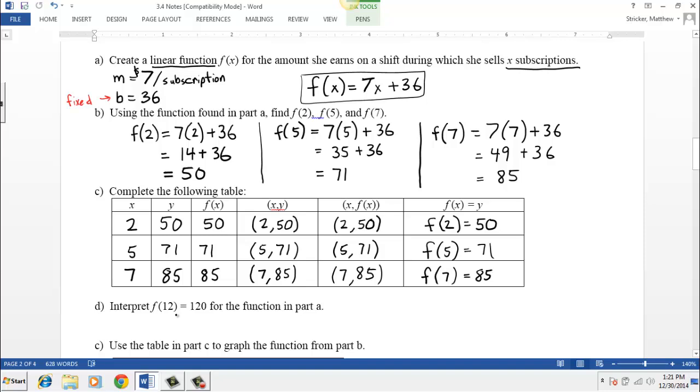Now in part D here I wrote a different set of function values, but we should be able to put in words what this means using the context for this problem. This is that when the input is 12, the output is 120. Or when the college student sells how many subscriptions? 12 subscriptions. She earns $120 for that day.